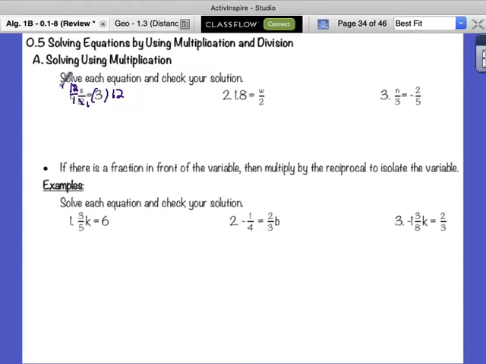So now over here, 1 times S is S. 1 times 1 is 1. So S over 1. Do we need to write S over 1? No, it just becomes S. Okay? That's just the math behind it. What is 3 times 12? 36. So S is equal to 36. That would be our answer, okay?